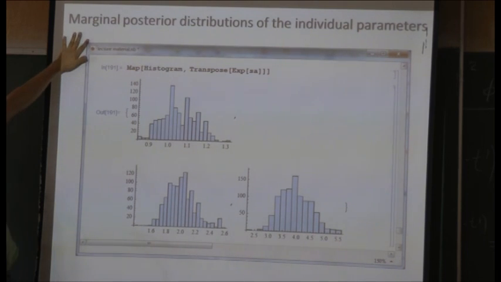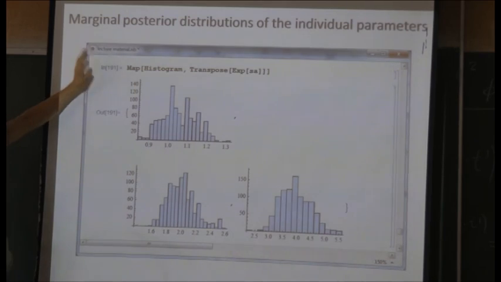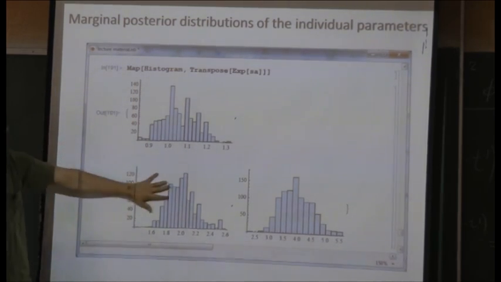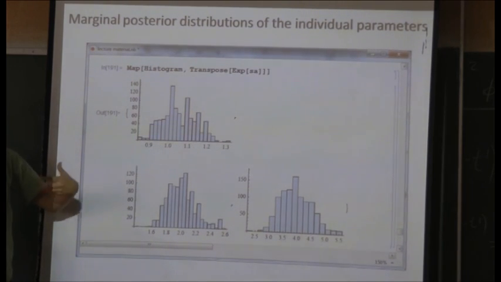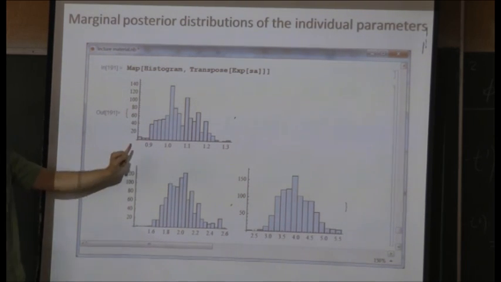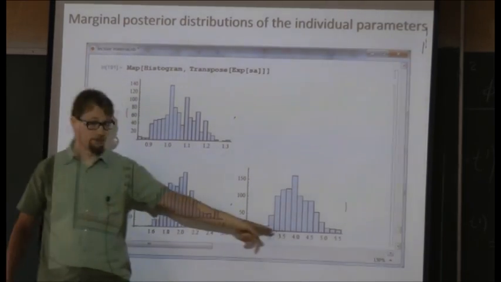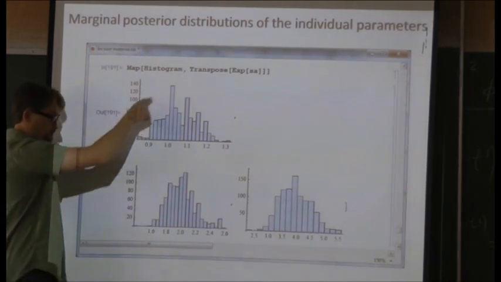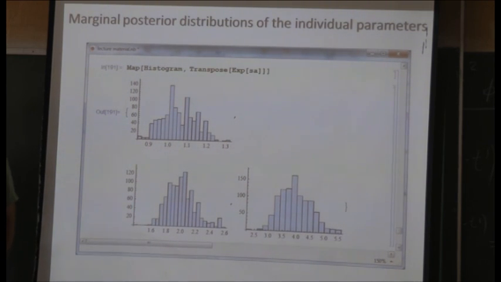This is the so-called marginal posterior distribution of those individual parameters. Parameter 1, A, B, and C. This is the histogram that you get after you have sampled the posterior. Back transformed, so for these parameters, the true value is here 1, here it's 2, here it's 4. So this is now the marginal posterior distribution for that parameter. I simply plot the histogram of what I sampled.